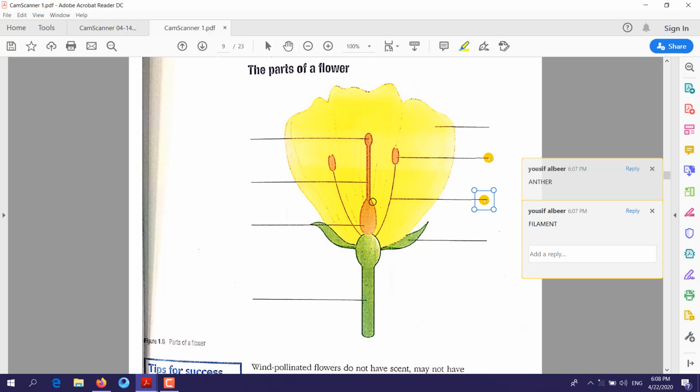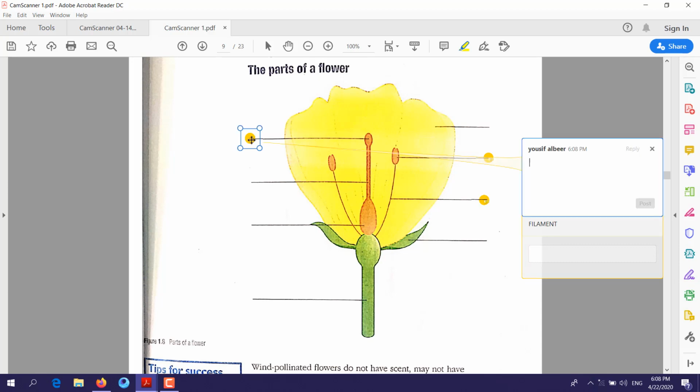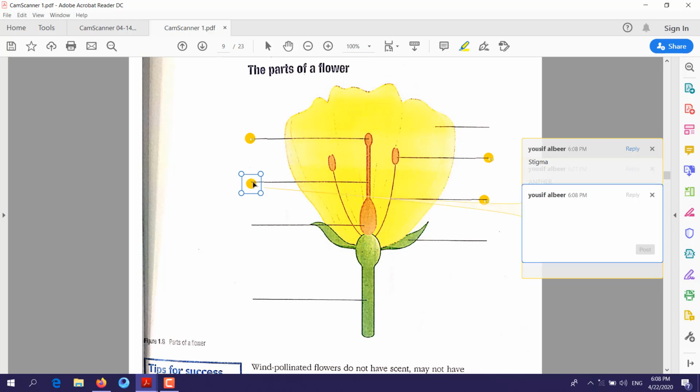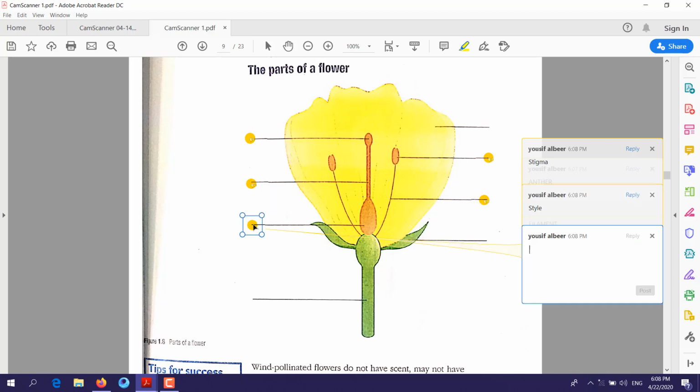Now, the female reproductive organ. The female reproductive organ consists of this part. The upper part we call stigma. The second part we call style. And the lower part, the third part, we call ovary. So these are the three parts of the female reproductive organ. Stigma, the upper one. Style, the second one or the middle one. And the lower one, it's ovary.